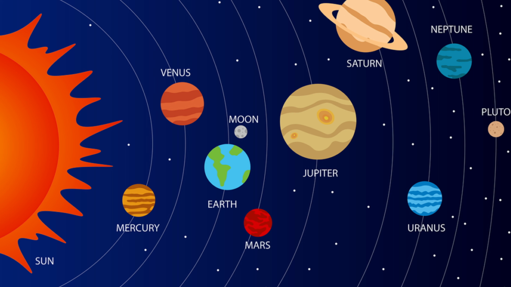So, we're going to talk about our solar system. We have 8 planets, and the 4 closest to our sun are called terrestrial planets, composed of solid surfaces: Mercury, Venus, Earth, and Mars. We'll start with Mercury, the closest to the sun.